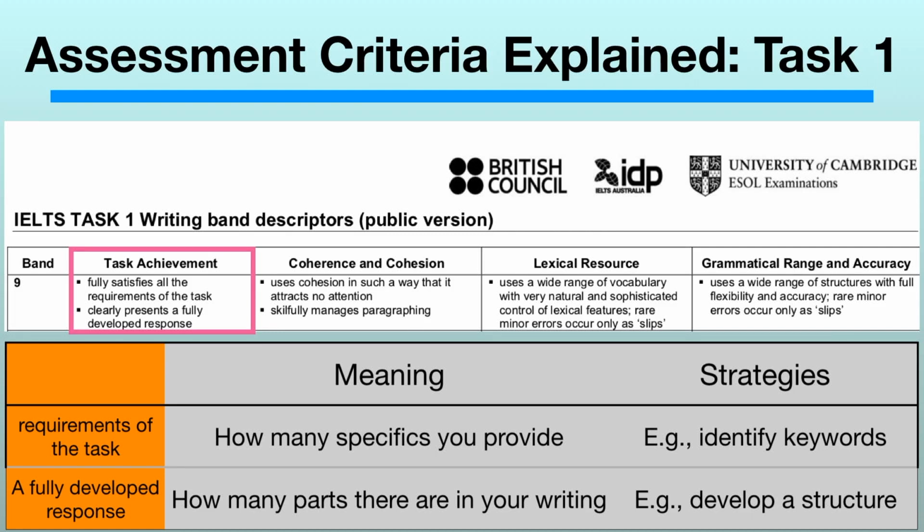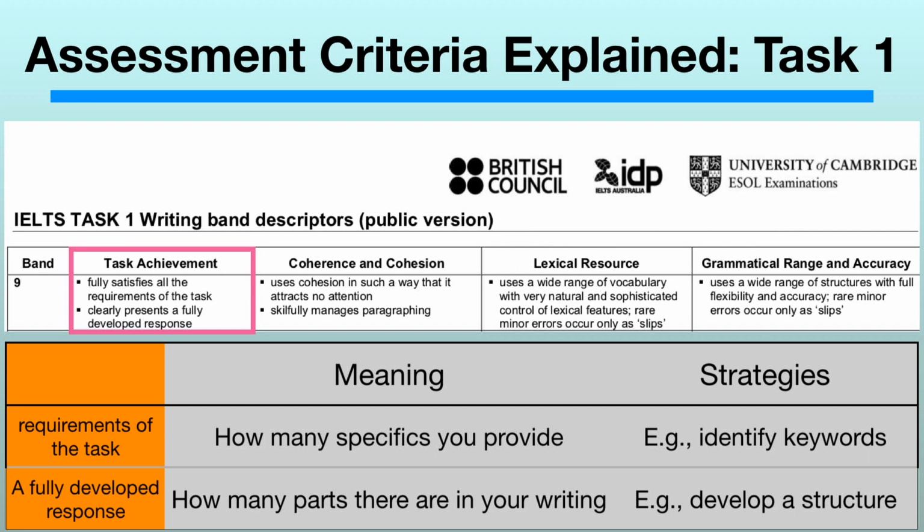I would suggest that you make a checklist with the keywords, and then while you plan and write your essay, look at the checklist regularly so you don't miss out any requirements. Very often, the keywords also help you develop a structure that is appropriate to the task.